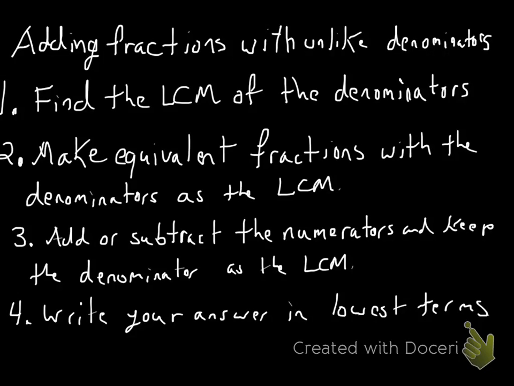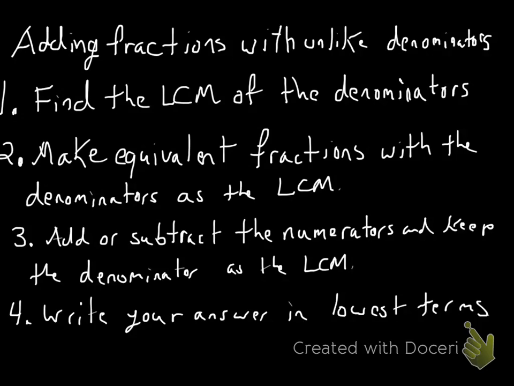This is going to be a real short video on how to add or subtract fractions with unlike denominators. The first thing you want to do is find the least common multiple of the denominators. This is the same thing as finding the least common denominator. Some books or some people might say LCM or LCD, but we mean the same thing here.